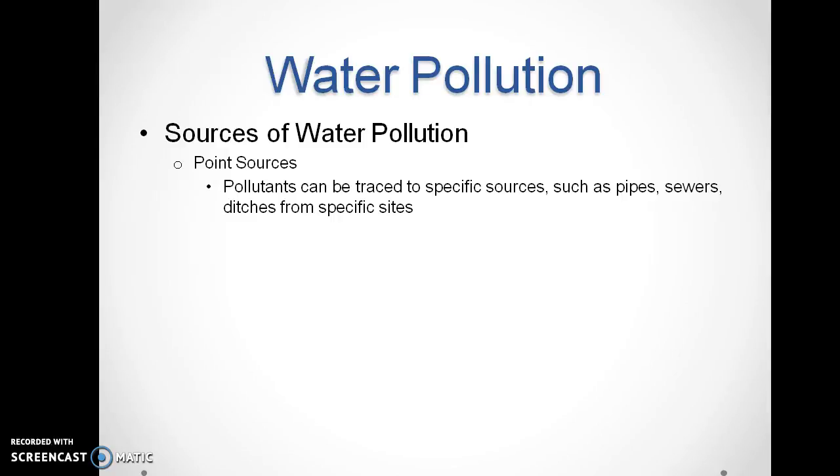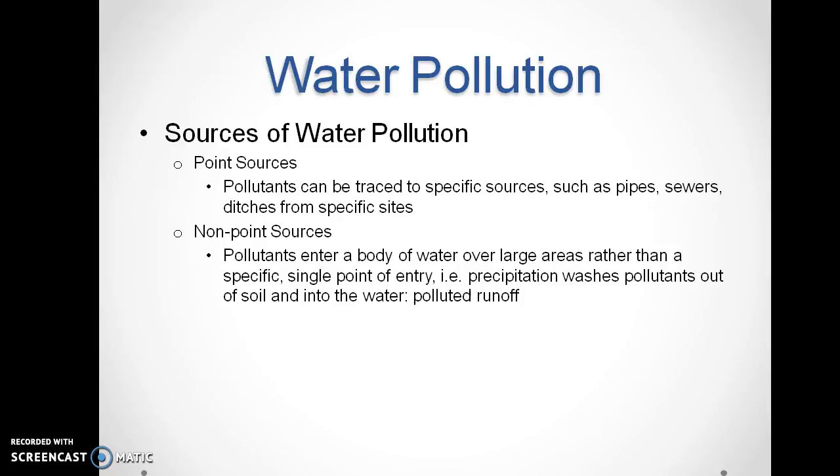Water pollution can enter one of two ways, through what's called a point source or a non-point source. Very specifically, a point source is a specific place where pollution is entering: a pipe, a sewer, a ditch. You very clearly know, oh, that's where the pollution's coming from. Non-point source pollution is just that. It's pollution that enters into water over a really large area versus a single point of entry.